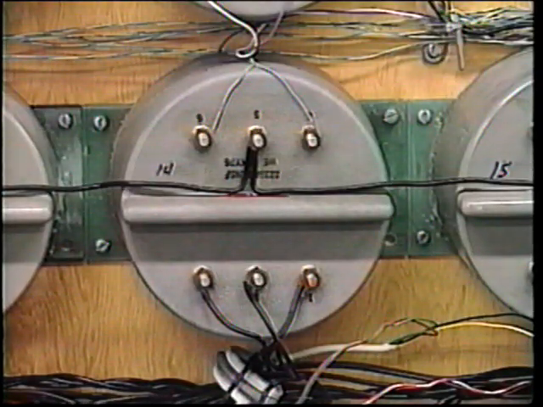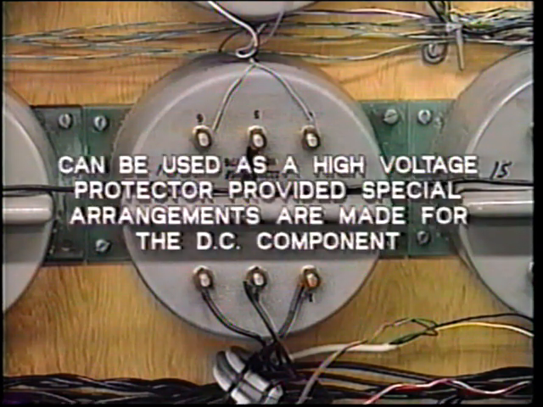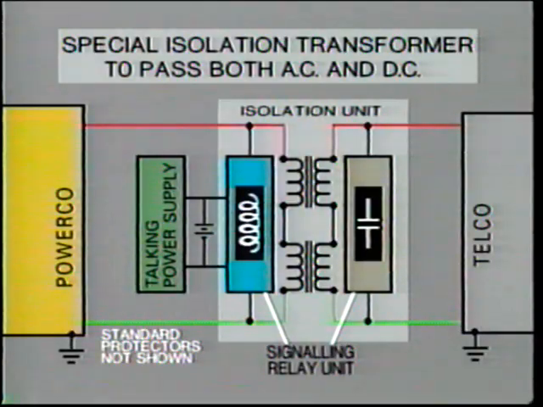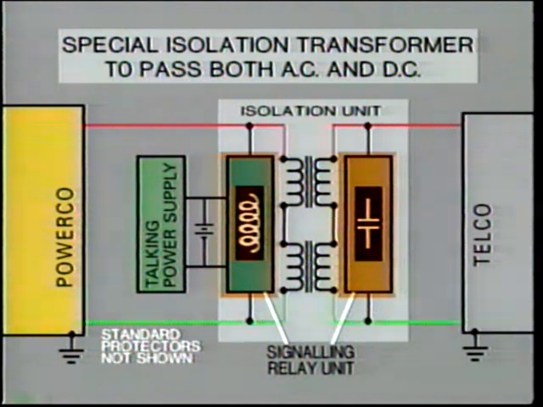Having said all of this, we have to point out that the isolating transformer can still be used as a high voltage protector for AC-DC application, provided special arrangements are made for the DC component. For telephone service wire lines, a special combination isolating transformer and relay is used. In this arrangement, the transformer operates as an isolating device only, and the high dielectric relay takes care of the telephone switch hook and dialing requirements, that is, the DC operation.